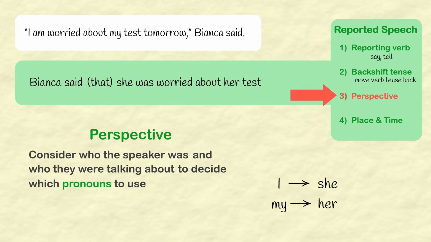Bianca said she was worried about her test. We have our reporting verb in past form, said. We have backshifted our tense by using was worried. And we have considered the perspective by using the pronouns she and her.